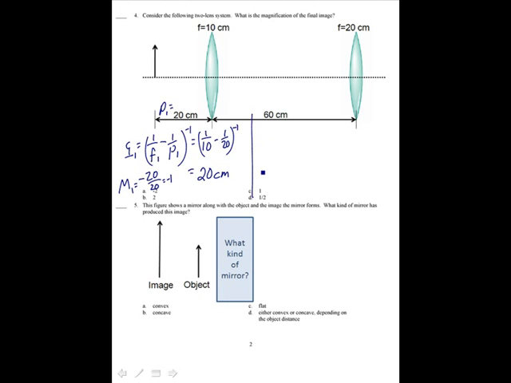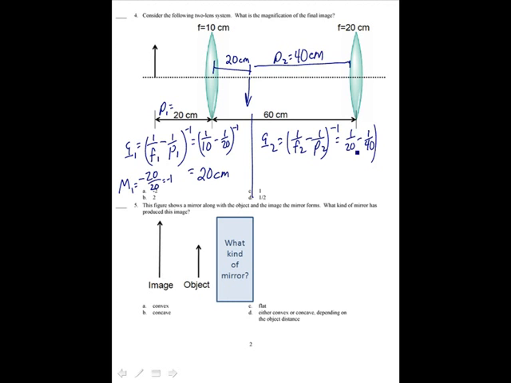Now we want to consider the second lens. Now this image is 20 centimeters to the right. So it's right here. This distance, which is Q1, is 20 centimeters. And now this distance, which is P2, is equal to 60 minus 20, which is 40 centimeters. So P2 is 40. I want to solve for Q2. That's 1 over F2 minus 1 over P2 to the negative 1. That's 1 over 20 minus 1 over 40 to the negative 1. Let's see, that's 2 over 40 minus 1 over 40, so that gives me 40 centimeters for Q2.